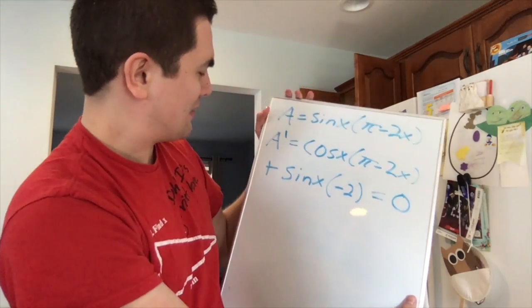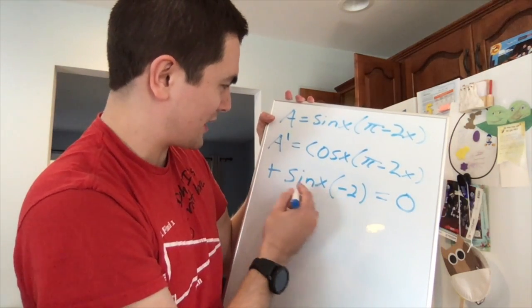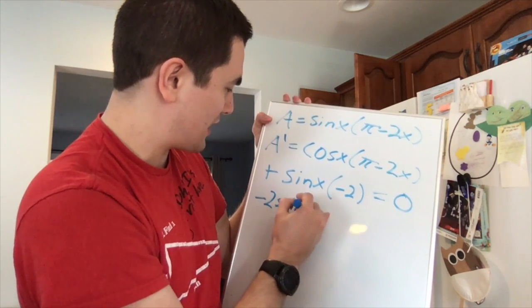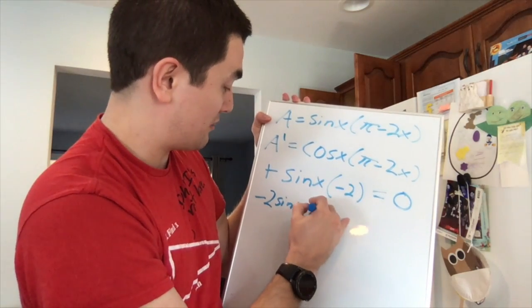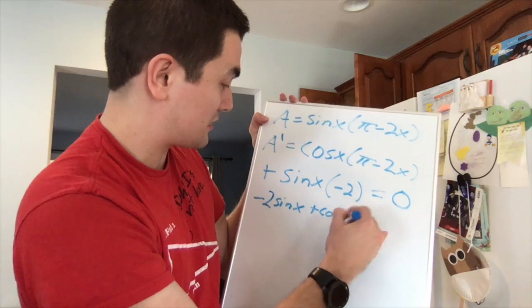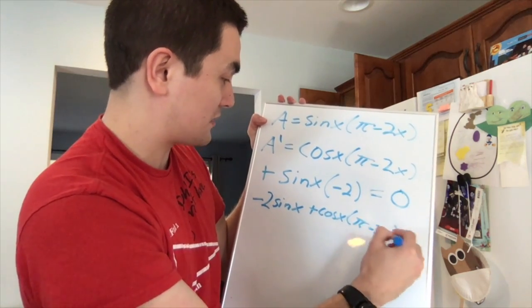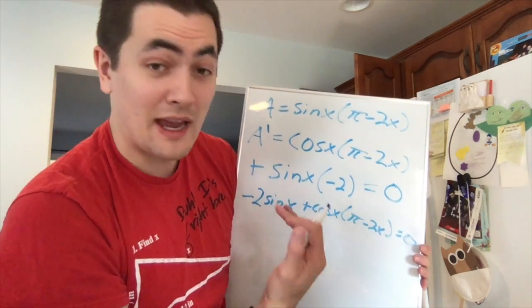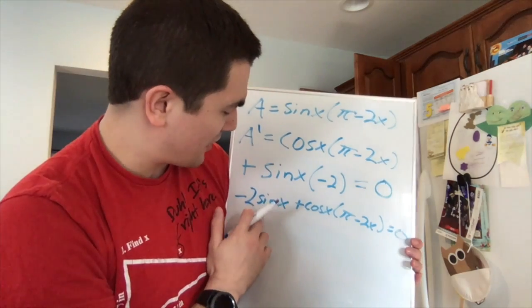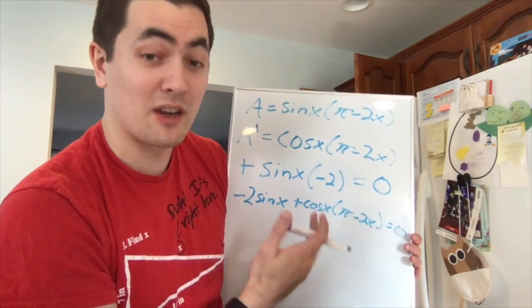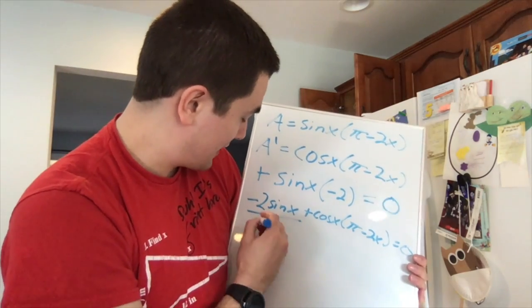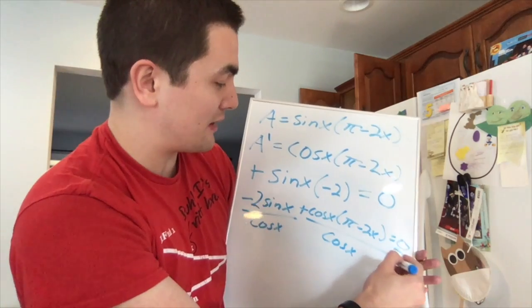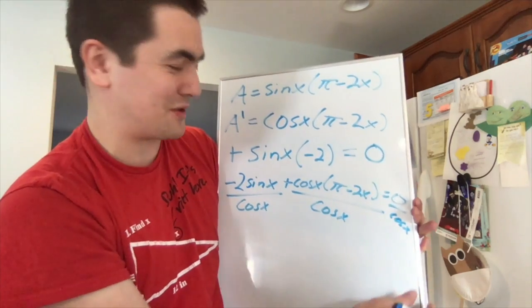Now it looks like they want me to get this in terms of tangent. So how about I rewrite this a little bit so I can actually see what's going on. So how about minus 2 sine of x, I hope you all can see that, plus cosine of x times pi minus 2x is equal to 0. So if it wants it in terms of tangent, tangent is sine over cosine. Since I have a sine right here, I could just divide everything by cosine. All right, so how about I divide this by cosine of x, I divide this by cosine of x, and then I divide 0 by cosine of x, which just turns into 0.